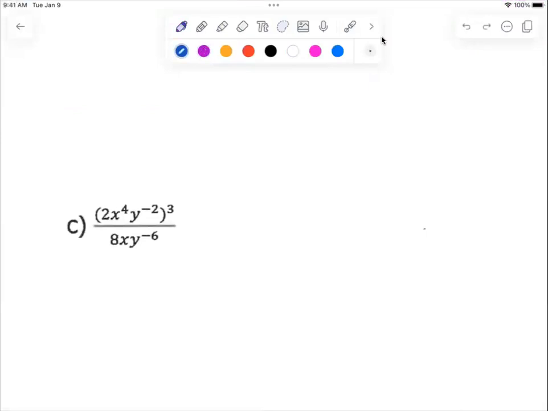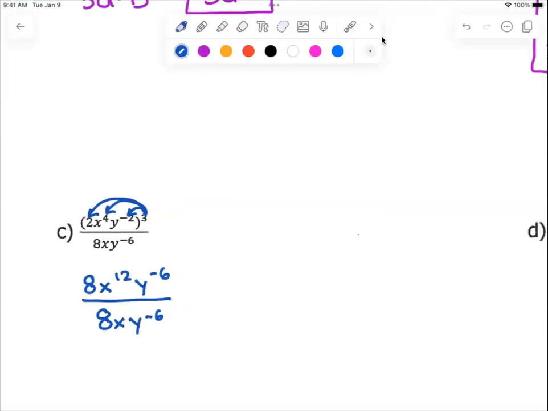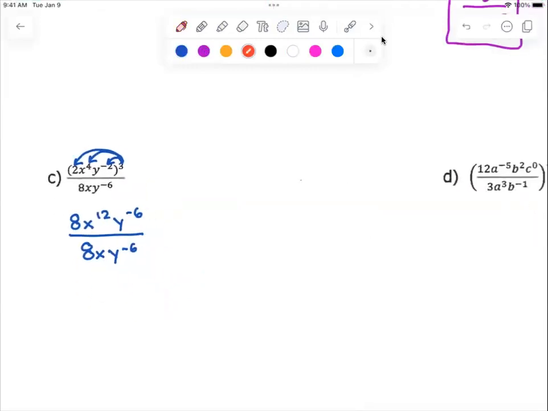Okay, next one. I'm going to go ahead and do the power to power first to every single part on the numerator only. So 2 to the third is 8. 2 times 2 times 2. 4 to the third is 12. And negative 2 times 3 is negative 6. I am choosing not to do anything with the bottom yet. Now I'm going to move any negative exponents. So I'm going to move this down. And I'm going to move this up.